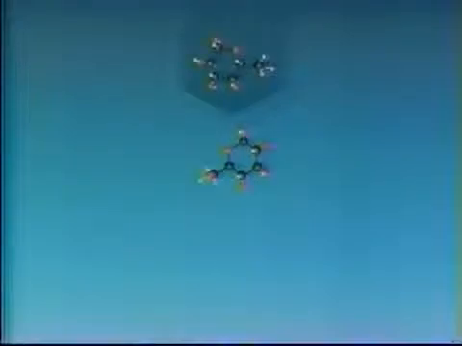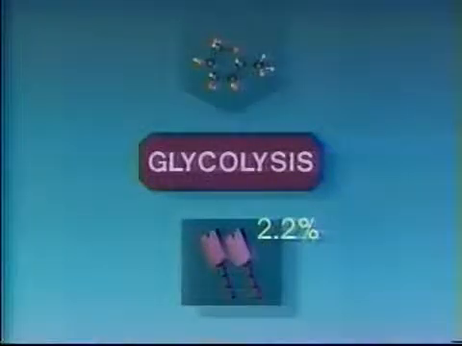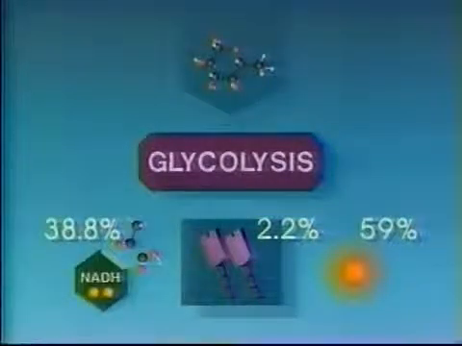In converting one molecule of glucose to pyruvate, glycolysis generates 2 molecules of ATP. However, these 2 ATPs represent only 2.2% of the available energy. The remainder is held in the pyruvate and NADH and lost as heat.